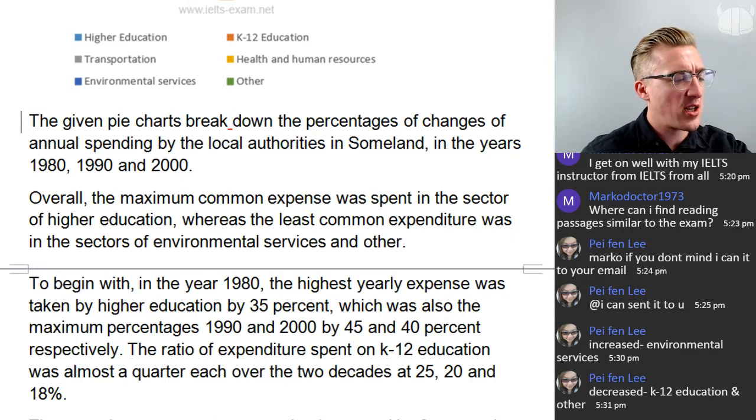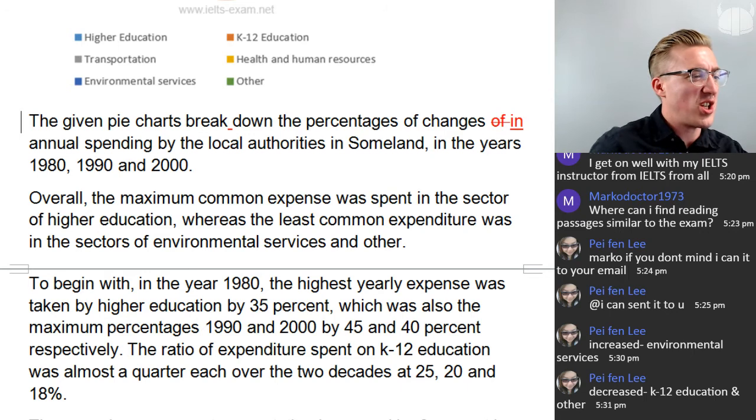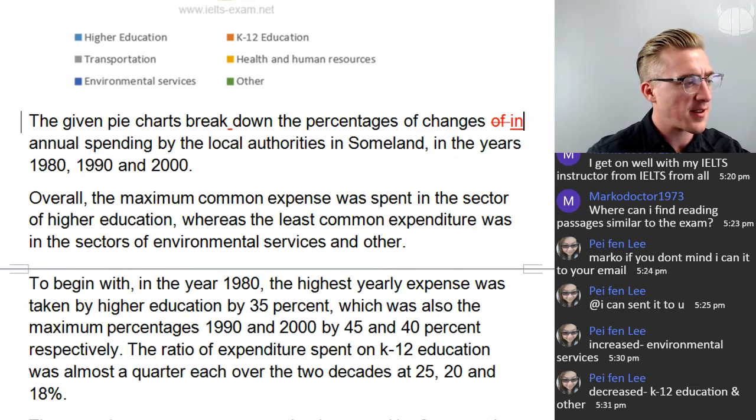Percentages of changes in annual spending by the authorities in some land in the years 1980, 1990, and 2000. Overall, the maximum common expense was spent.